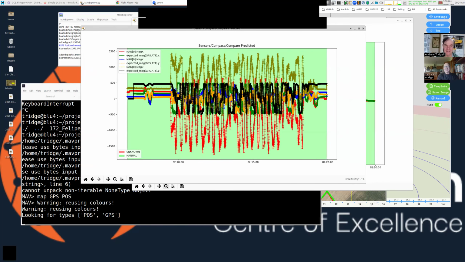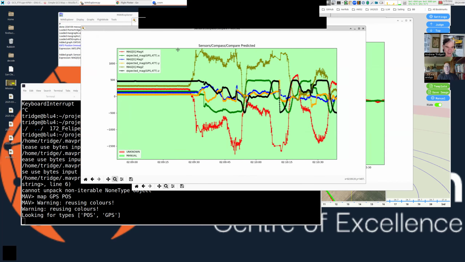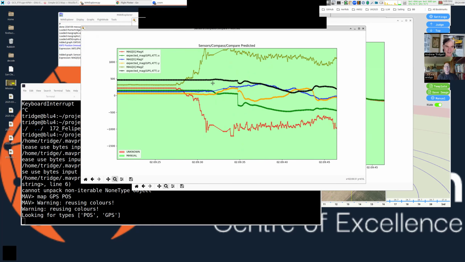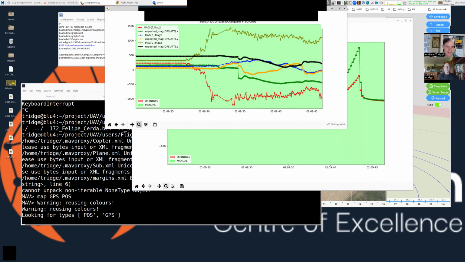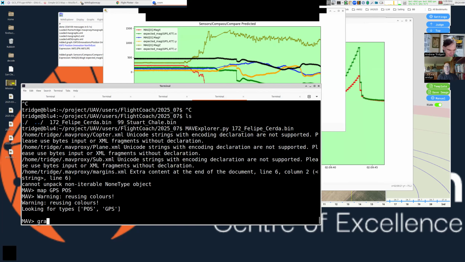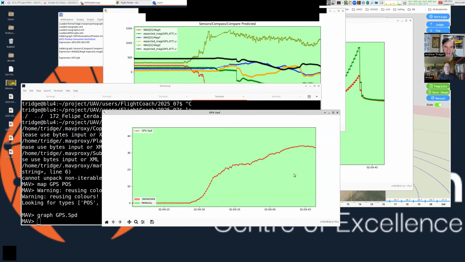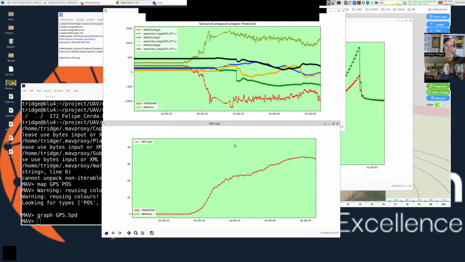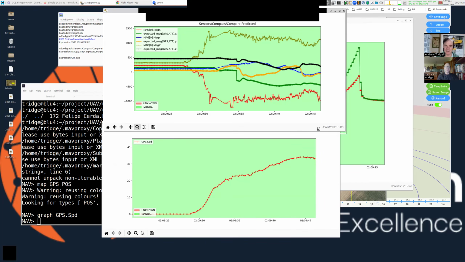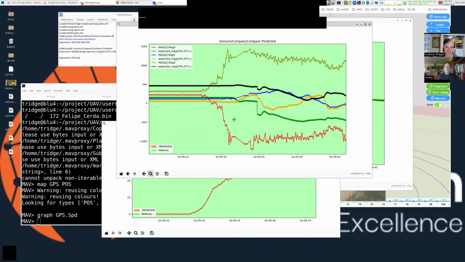Now, this is the compass compare predicted graph that we went in earlier for Stewart's, but this one is for Philippe. And there's something really dramatic going on here. This is just before takeoff. And what I'm going to do is graph GPS.speed. All right. And this is the point where he threw on some throttle and started moving. And what do you see happens to his compass readings, right?